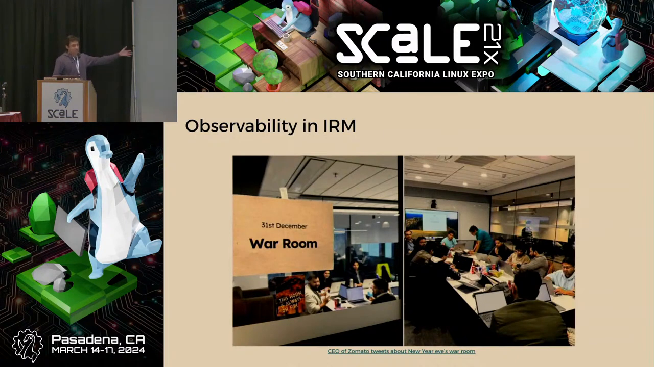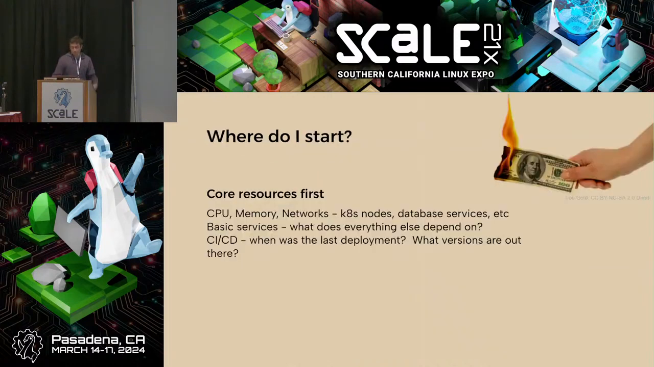And engineers in these rooms will look at observability tools. What is observability, right? Where do I start with observability? Do we just set a bunch of money on fire? We'll start off with the basics instead. We'll start by monitoring core resources that everything else depends upon: CPU, memory, and networks. And we'll monitor these for our Kubernetes nodes, database services like MySQL, and so on. Then we'll move on to basic services like Nginx or Istio that are fundamental and that other services depend on. And finally, we'll monitor CI/CD also.